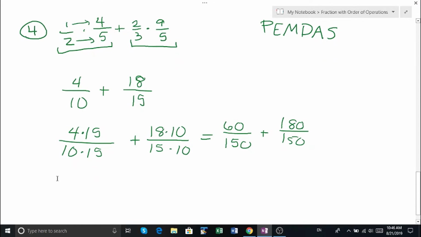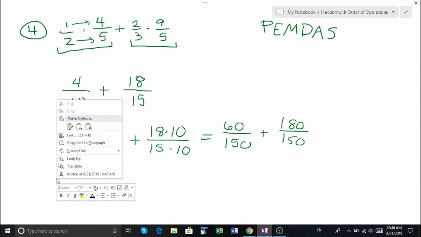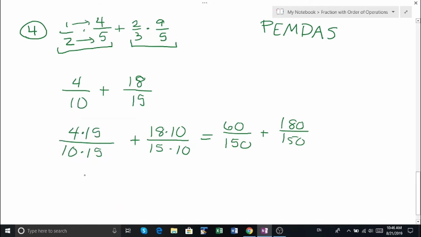So now that we have a common denominator, we can go ahead and add them together, which is 240 over 150. And now, since they're both even, let me put an equals here. Now that they're both even, I'm going to start dividing by 2. 120 over 75.